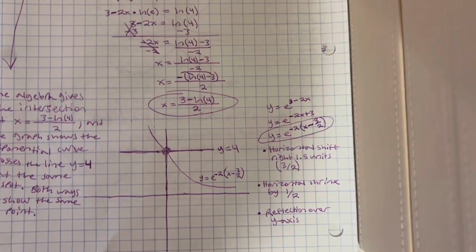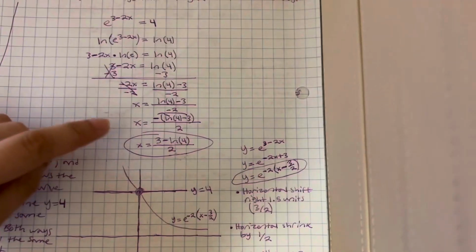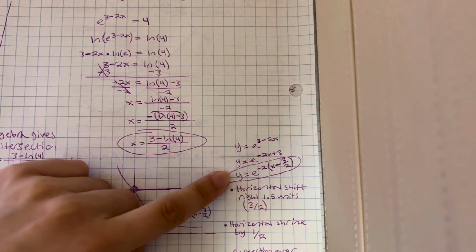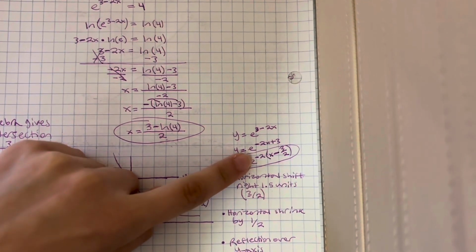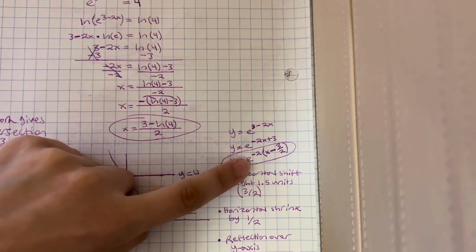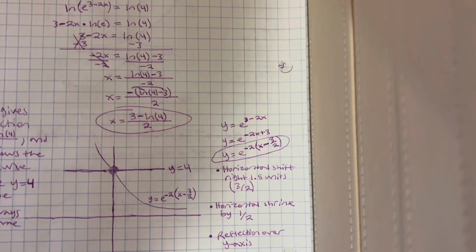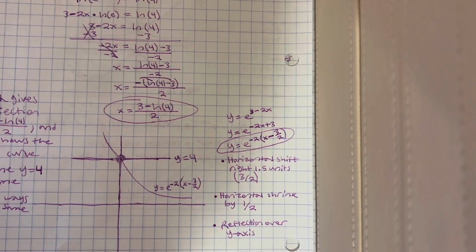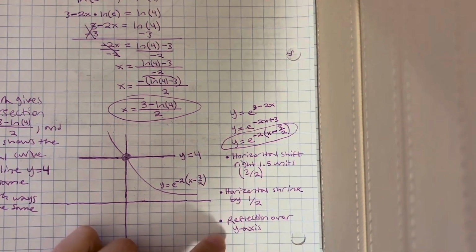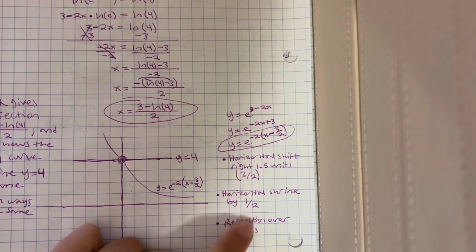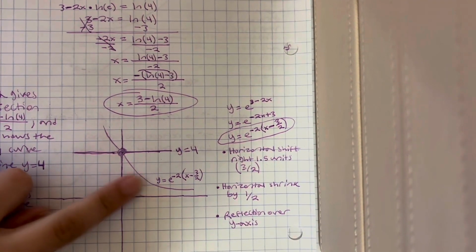And then over here we can see our graph, where first off we had to simplify this. So we basically just flip it to negative 2x plus 3, and we take out the negative 2, and we're left with e to the negative 2 times x minus 3 over 2. So basically here we have the horizontal shift of 1.5 units, which is 3 over 2. We have a horizontal shrink by 1/2, and we have a reflection over the y-axis because it is a decay.